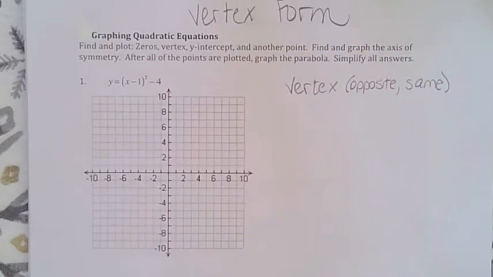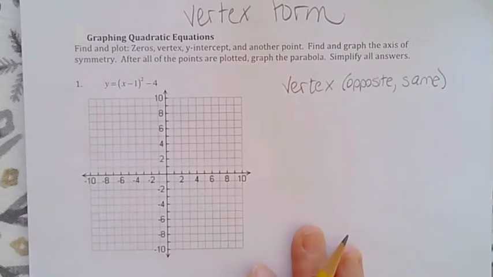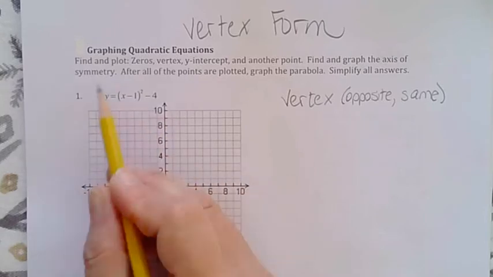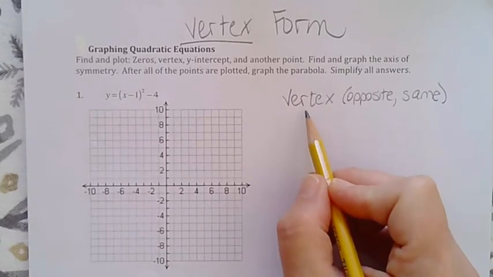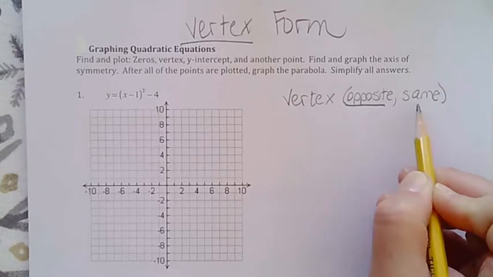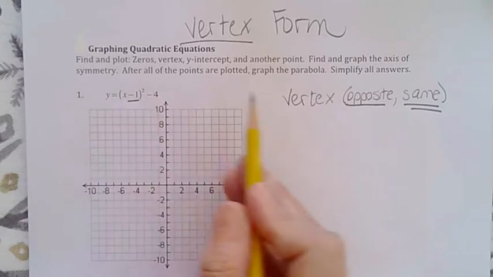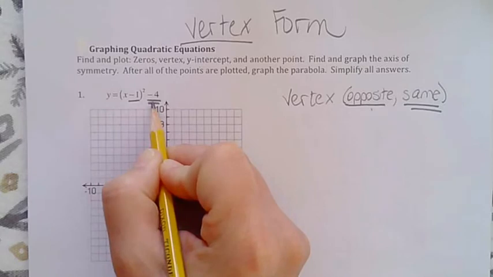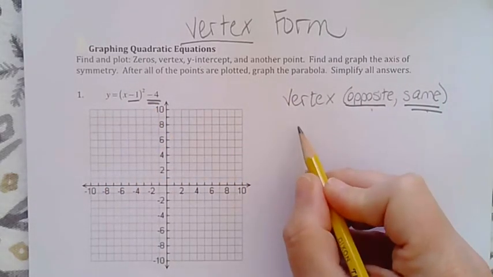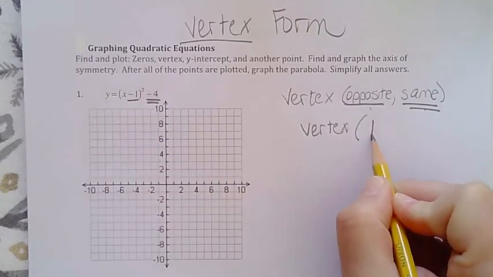Now, each of the forms that we talked about last week have something very useful from the start. And what's very useful in vertex form is the vertex. So we can pull the vertex right out of this equation. And remember, when we think of vertex, we think opposite, same. Opposite of the number with x is your x-coordinate. Same number that is outside the parentheses is your y-coordinate. So our vertex here is going to be opposite, same.